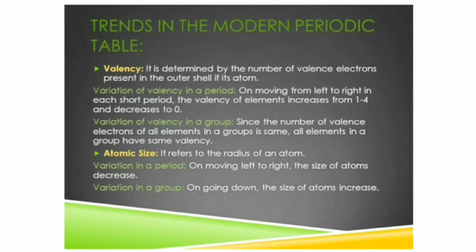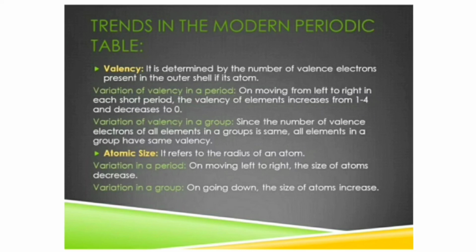Trends in the modern periodic table. Valency. It is determined by the number of valence electrons present in the outer shell of its atom. Variation of valency in a period. On moving from left to right in each short period, the valency of elements increases from 1 to 4 and decreases to 0. Variation of valency in a group. Since the number of valence electrons of all elements in a group is the same, all elements in a group have the same valency.